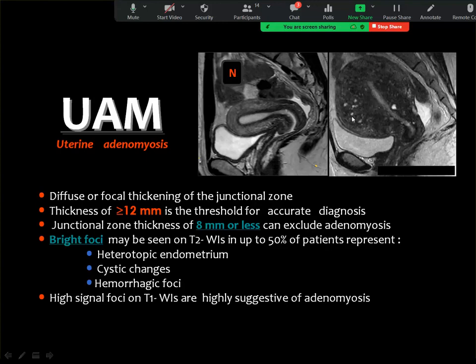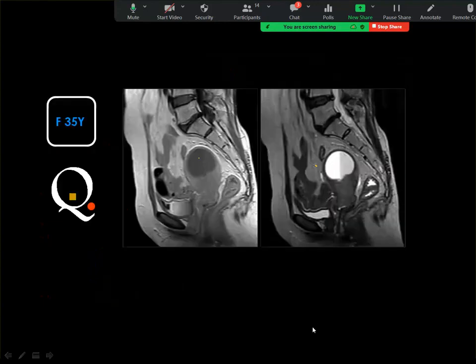You got very much increased thickness of the junctional zone, and you got some bright foci within the lesion. If you see that the thickness of the junctional zone is above 12 millimeter, this is a good way for establishing the diagnosis of adenomyosis. The bright foci may be seen in the T2 weighted image in about 50% of the cases. They may represent heterotopic endometrium, cystic changes, or hemorrhagic foci. And sometimes you got bright foci in the T1 weighted images, and they may represent hemorrhage.